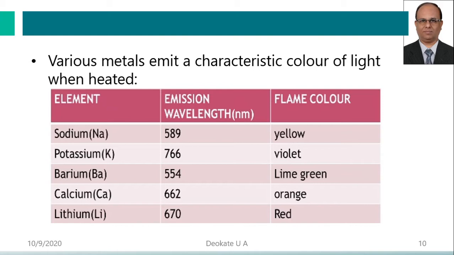First is sodium, which is determined at 589 nanometers, and it has a characteristic flame color of yellow. Similarly, the second one is potassium. It has a wavelength of 766 nanometers, and the characteristic flame color is violet. Barium can be detected at a wavelength of 554 nanometers, and it gives a lime green color flame. Then calcium has a wavelength of 662 nanometers, and it gives an orange color flame. And lithium is detected at 670 nanometers, giving a red color.